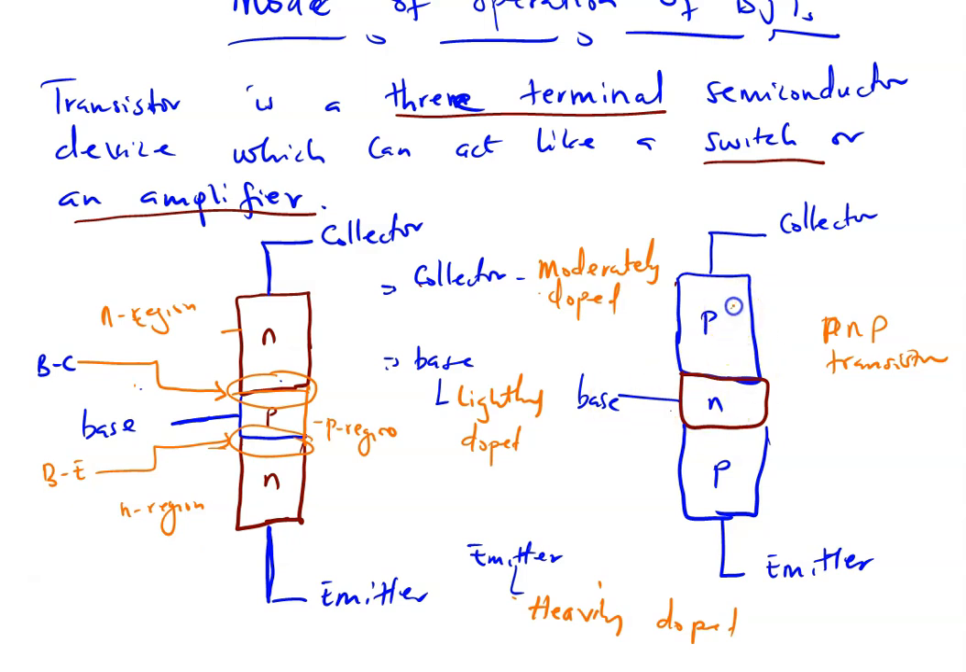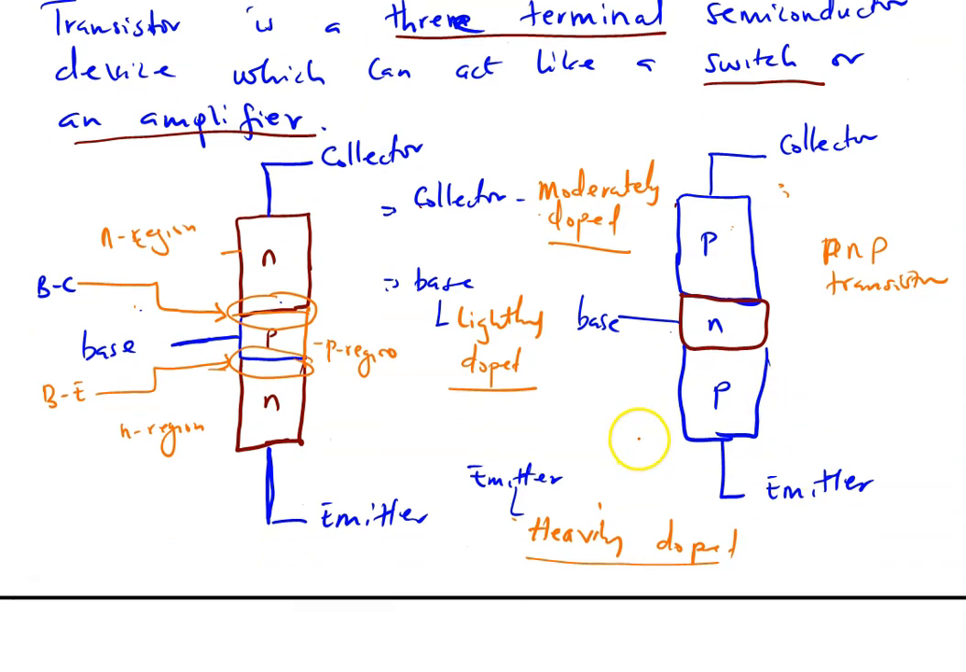The collector side of the transistor is moderately doped. The base is lightly doped, and the emitter is heavily doped. You should take note of it. It can be an objective question: which of the following regions or parts of a BJT is heavily doped? So you should take note of it.